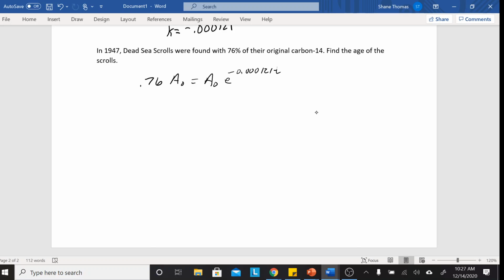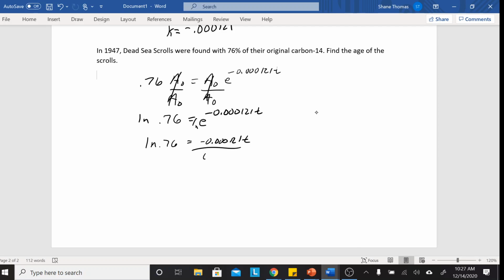If I want to solve for t, I can just do this, and those are both gone. In theory, when you're doing this, you could really just skip to this step, but for this one I wanted to write it out. So from there, let's apply the natural log to both sides. Now I end up with the natural log of 0.76 equal to negative 0.000121t. Divide both sides by negative 0.000121.